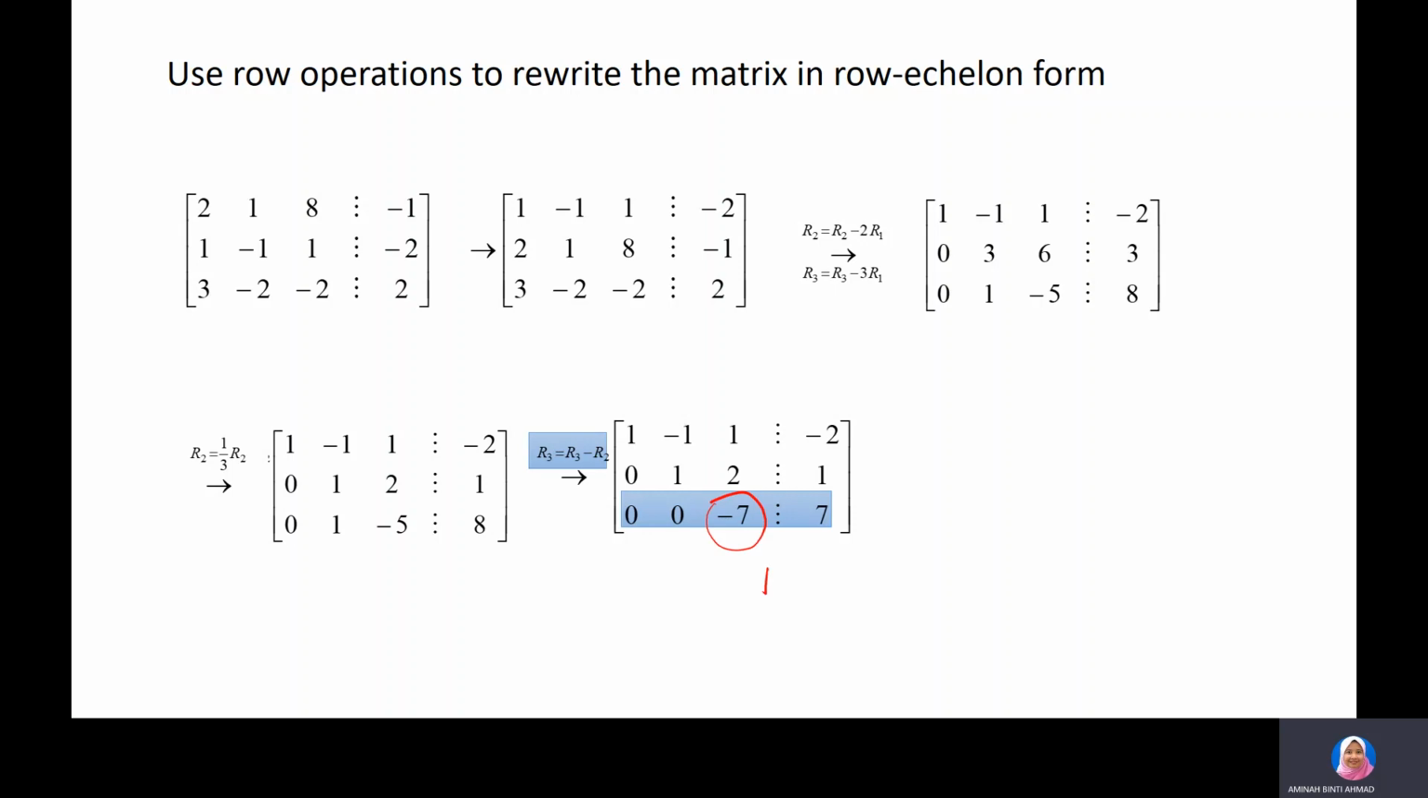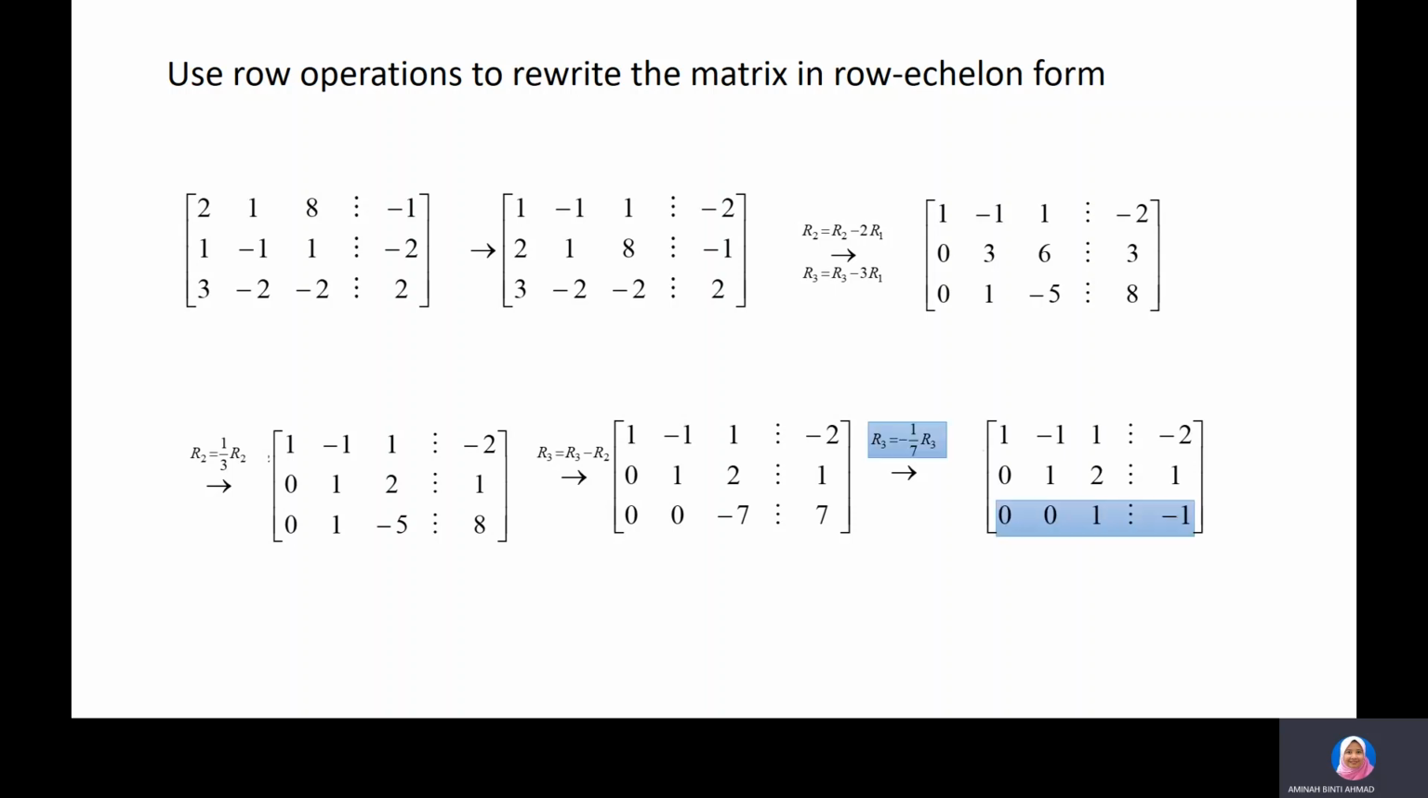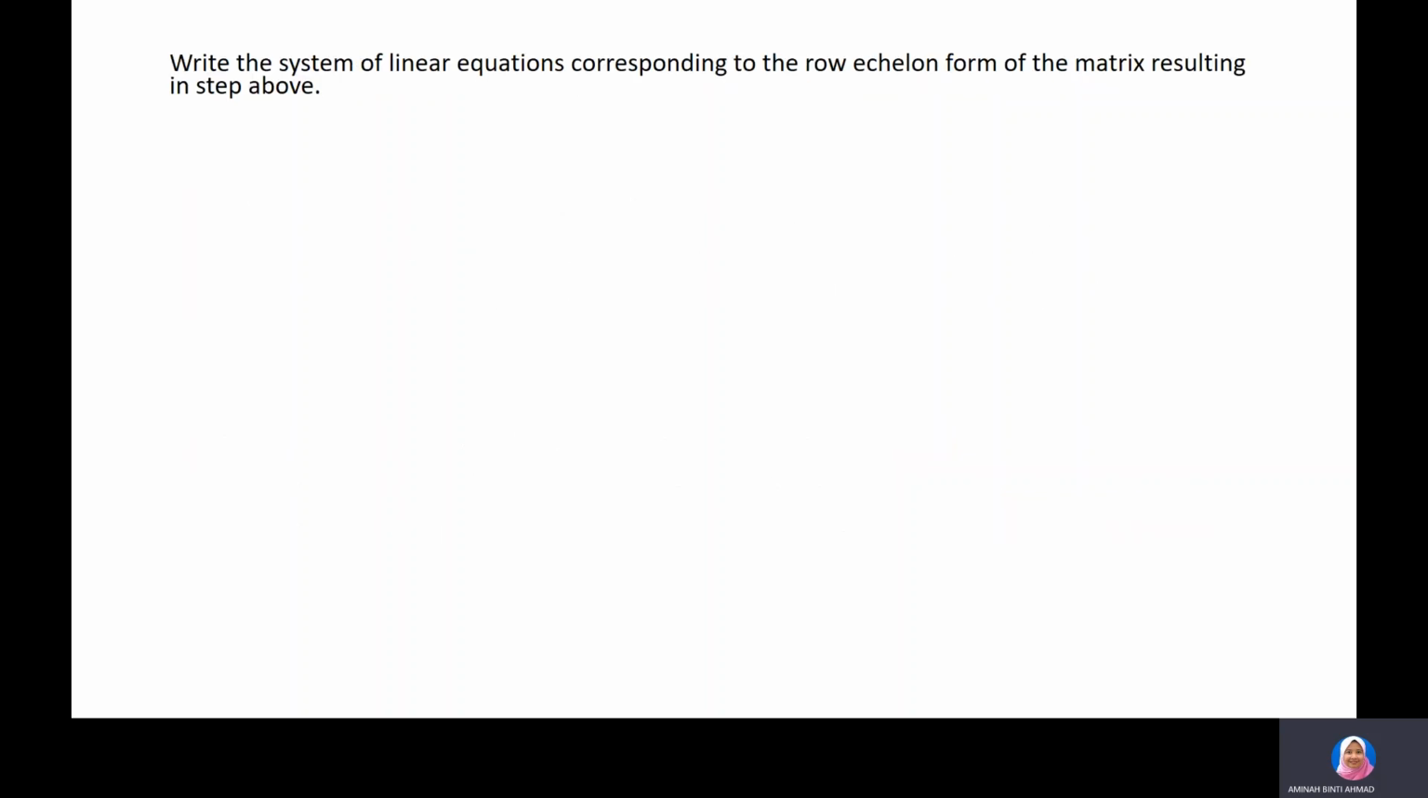So we just divide all of row 3 by -7. So row 3 is equal to -1 over 7 times row 3. As we change this, all the rows will get this. So we write the system of linear equations corresponding to the row echelon form of the resulting matrix above. So we know that our variables here are x, y, z.